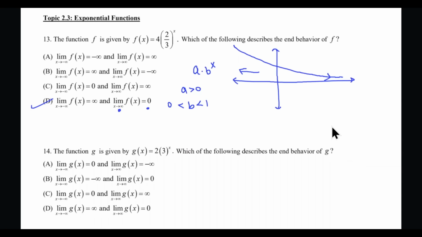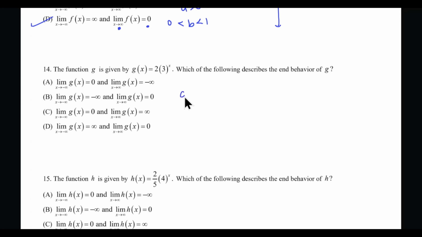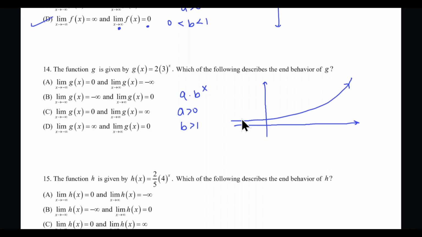Okay. What if I have a times b to the x where a is greater than 0 but b is greater than 1? This time it will be an exponential growth, so it will look like this. It will become 0 if x is approaching negative infinity, as you can clearly see that it is flattening out along the x-axis. So when x is approaching negative infinity, it should be 0, which is in these two options. And when x is approaching positive infinity, it will just go to positive infinity. That is the other option, which is over here. So option C is the best choice.